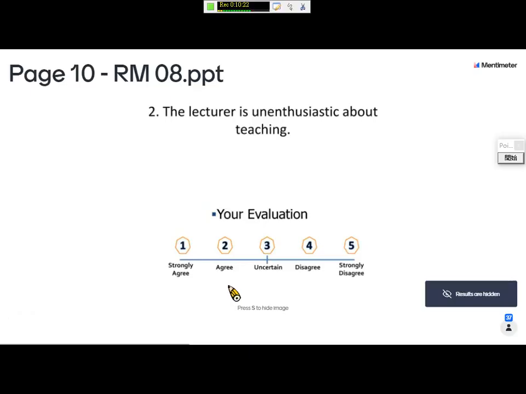The lecturer is unenthusiastic about teaching. Did you notice that the direction of the question is different? The first one is a positive statement. The second one is a negative statement, right? So when you design your Likert scale, sometimes you have to rotate the items in different directions. Sometimes positive, sometimes negative. Then what is the purpose of doing this?